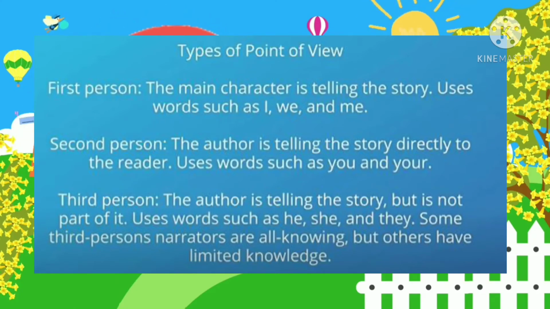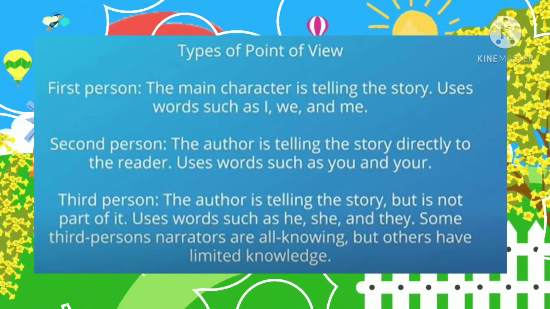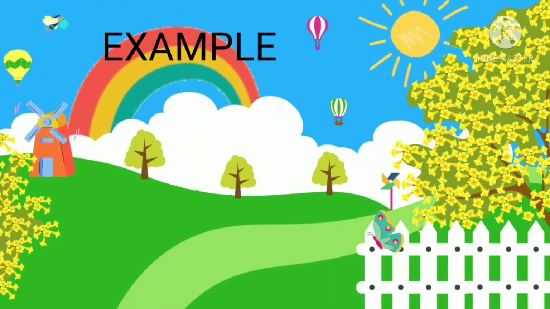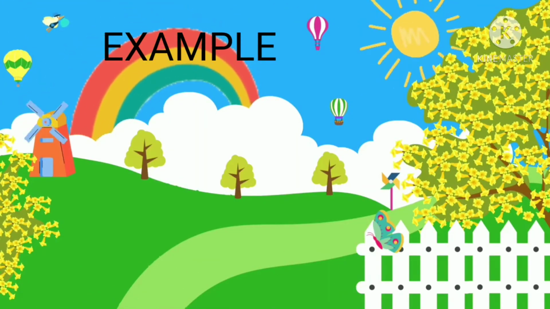And third person: the author is telling the story but is not part of it, using words such as he, she, and they. Some third person narrators are all-knowing and others have limited knowledge. This third person point of view is usually used in narrative text.